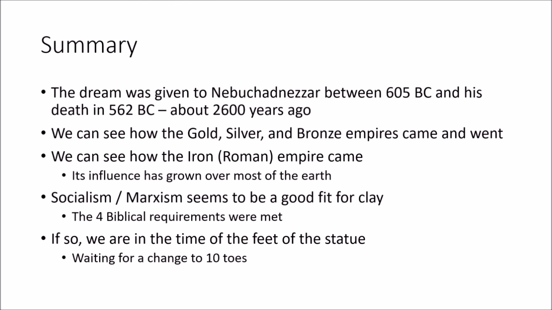And summarizing this whole prophecy about Nebuchadnezzar, this dream was given to Nebuchadnezzar somewhere between 600 BC and 562 BC. So that's about 2,600 years ago. And we can see how the gold and the silver and the bronze empires came and went. That's documented throughout history what they were. The gold was the Babylonian. We saw that said explicitly, and we can follow that through to the others, and we can see that those came and they went, and those empires are gone now.